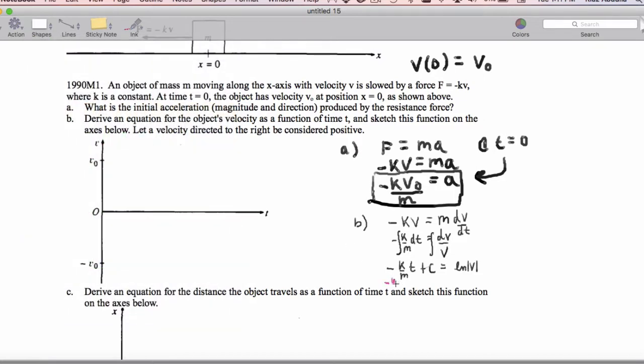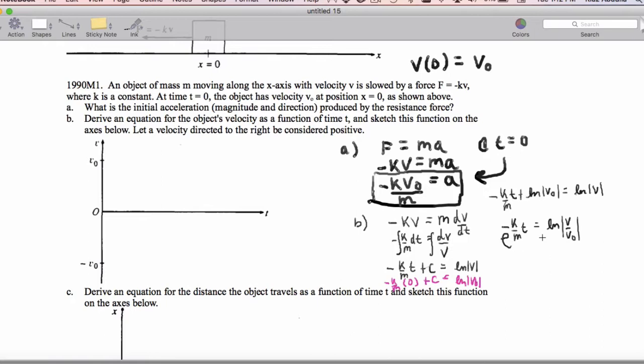So negative k over m times 0 plus c equals the natural log of v naught. Continuing with the solution, I'm going to get negative k over m t plus the natural log of v naught equals the natural log of v. Now, given that we've had some practice in class, I'm going to go a little faster here. So negative k over m t equals the natural log of v over v naught.